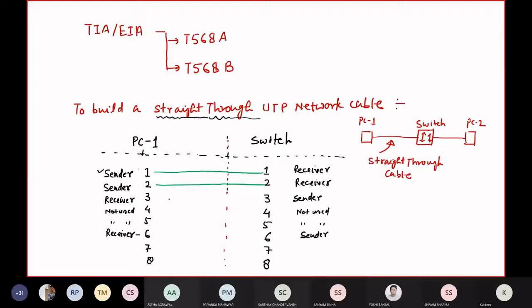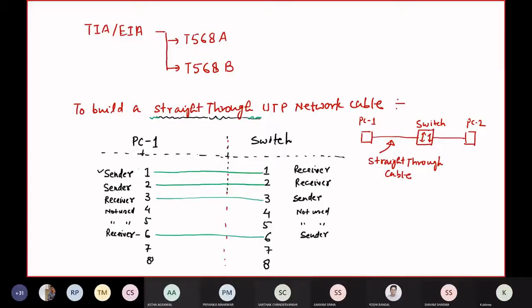So now here pin 3 basically will be a sender and this will be a receiver, so this also can be connected like this, and then with this 6 also you will connect. So what connection are we making over here? Straight through connection, right? Pin 1 is connected to pin 1 on the other side, pin 2 is connected to pin 2 on the other side, right? So that's what this type of connection is known as, straight through connection.